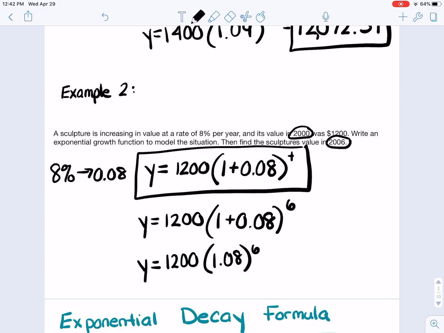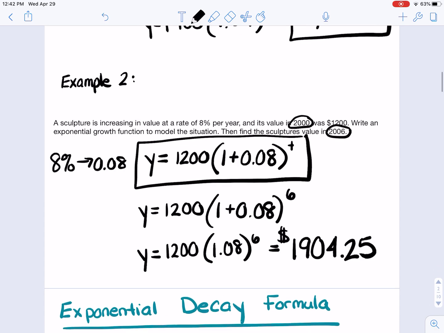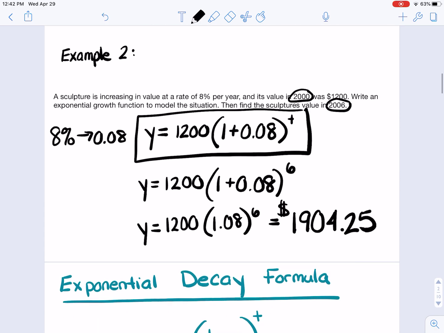And again, we're talking about money. So when you're talking about money, you need to make sure you round to the hundredths place. And we get $1,904.25 as your answer when that gets typed in the calculator.